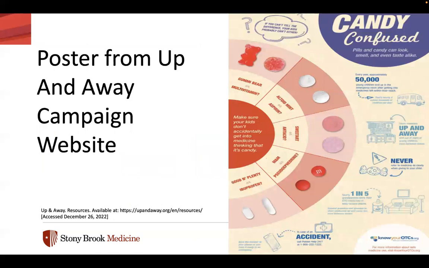This poster is actually from the Up and Away campaign website, and I really like it. At the top, it shows a gummy bear and a multivitamin, and you can see how they look really similar. Especially in recent times, there's been a lot of stories on the news about children getting into their parents' THC gummies, which is really unsafe and can cause a lot of harm to children. So you want to make sure that you're storing something like that far away from kids.